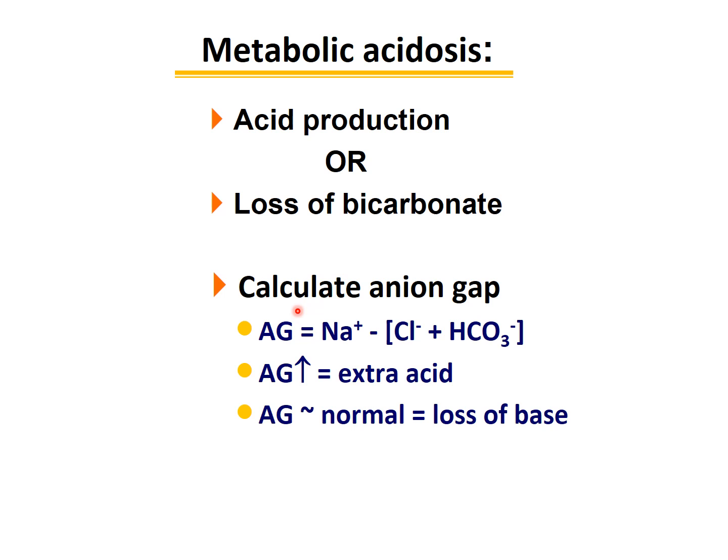However, because we are unable to measure everything, we measure only sodium, the most abundant cation, and chloride and bicarbonate. When we have an extra acid that is accumulated, we have an increase of the anion gap. If we have a normal anion gap, which is about 12 plus or minus 2, we have a loss of bicarbonate in our system.